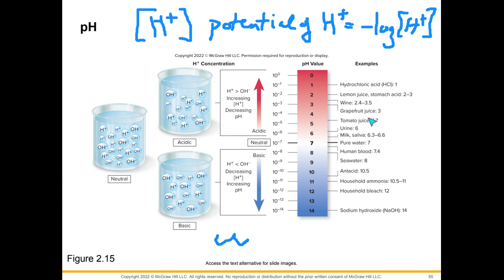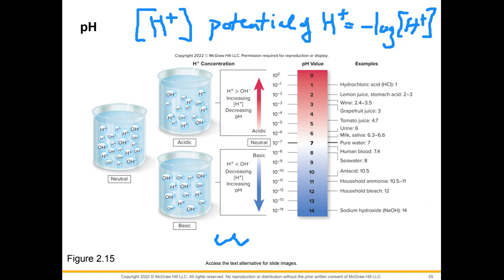Here are some examples. In the stomach, your stomach produces a lot of hydrochloric acid, so the pH there is around 2. Lemon juice, of course, is very acidic. Pure water is supposed to be 7. Saliva is slightly acidic, whereas here you see sodium hydroxide, a strong base, which has a pH of 14. Bleach has a pH of 12. In general, we call these very alkaline.